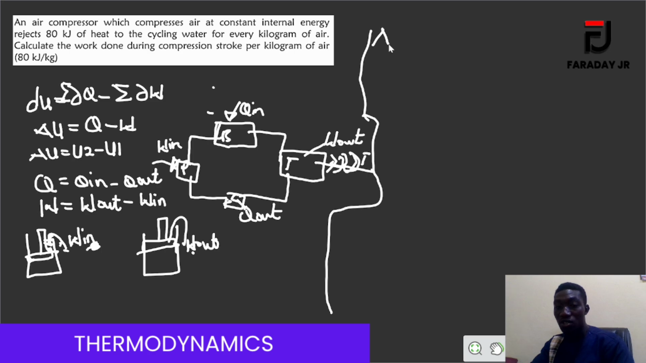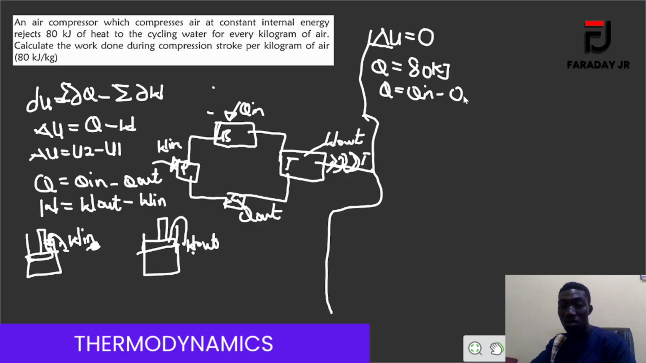So you have change in U equal to 0, because at this point the internal energy is constant. Then it rejects the heat of 80. So now if we have our Q here and it rejects the heat, we say the Q is 80 kJ. So let's see how. You know that our Q is equal to Q in minus Q out. With this one, we can have this to be negative.